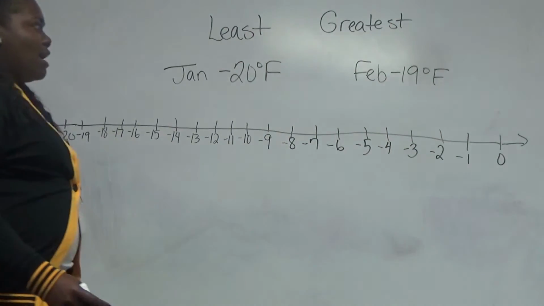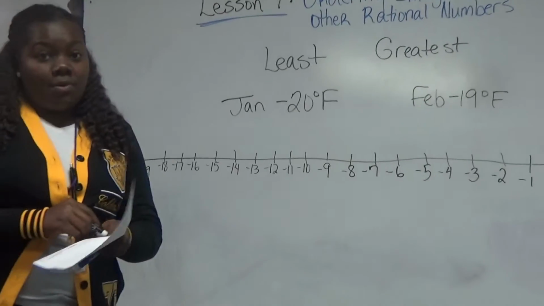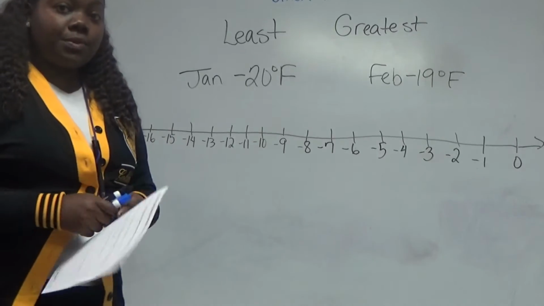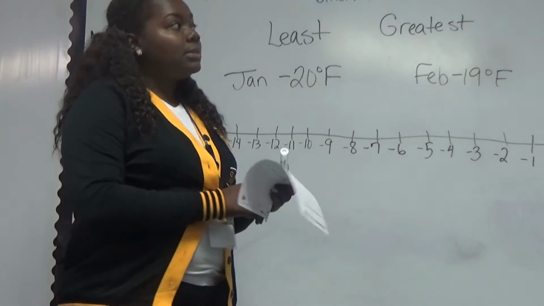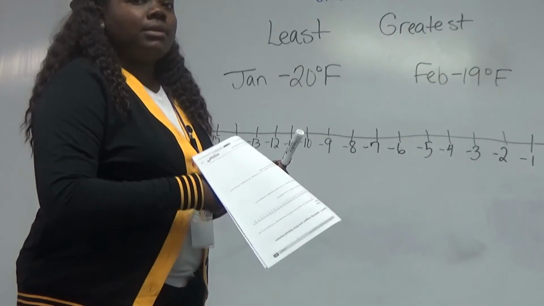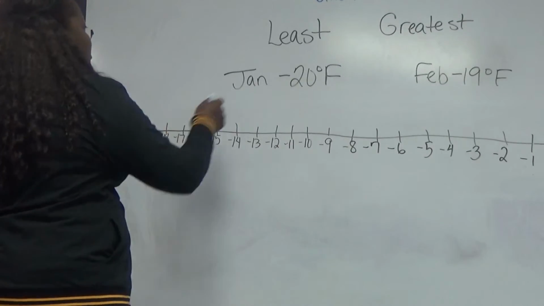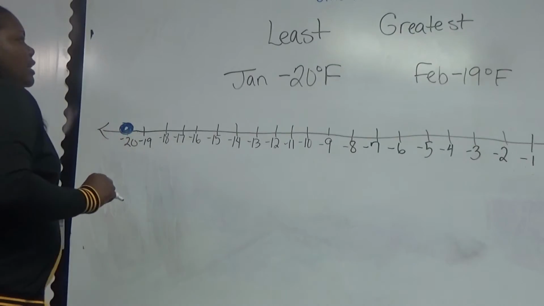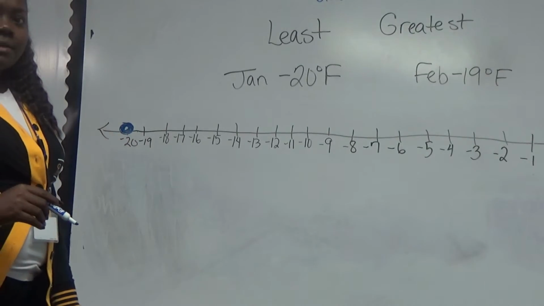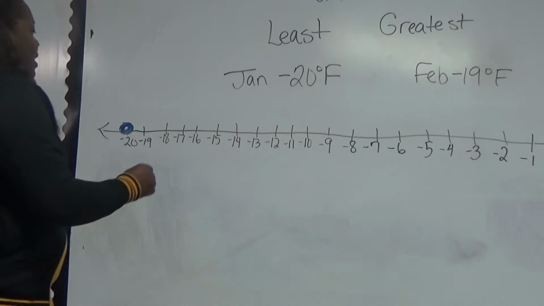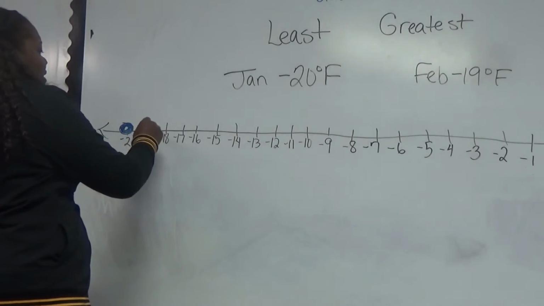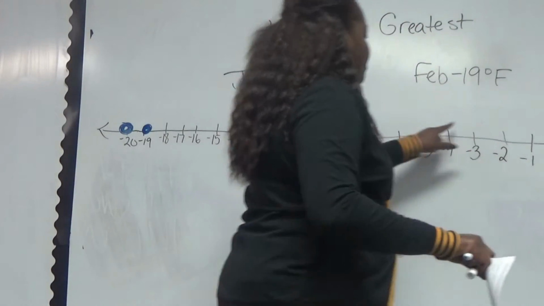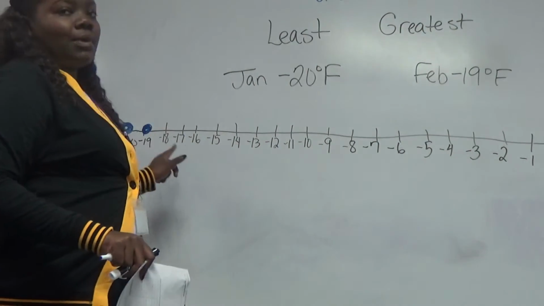Now let's plot or graph these points. In January it's negative 20, so what should I have on negative 20? You should have a dot on negative 20, which is right here. Then in February, the temperature was negative 19 degrees, so I should have a dot there. So here's what Caleb told us: the further we get away from 0, the smaller our number gets, right?